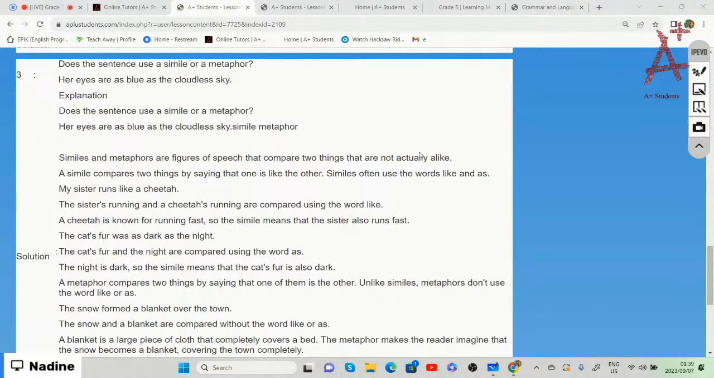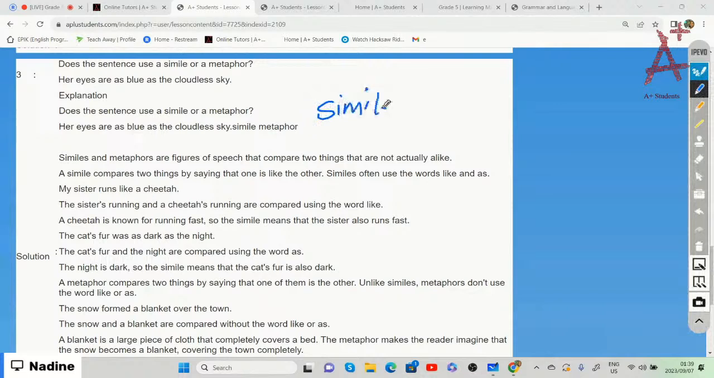And if we look at the wording of the sentence, as is there, and we say that as and like make it a simile. So her eyes are as blue as the cloudless sky. So this is a simile. Remember, with similes we use words like as and like, right? And with metaphors we don't.